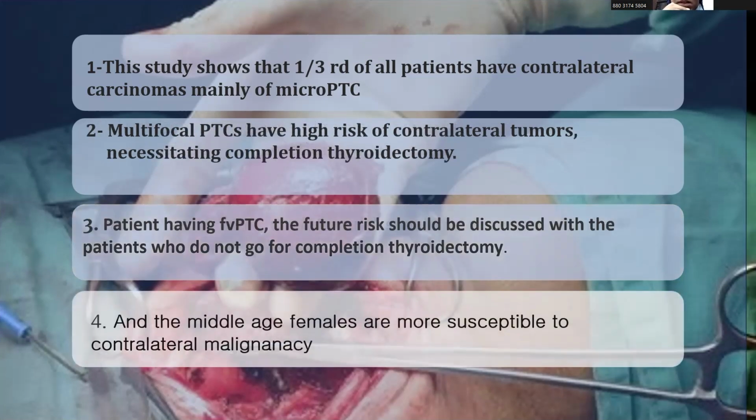Next. And middle-aged females are more susceptible to contralateral malignancy. Next.